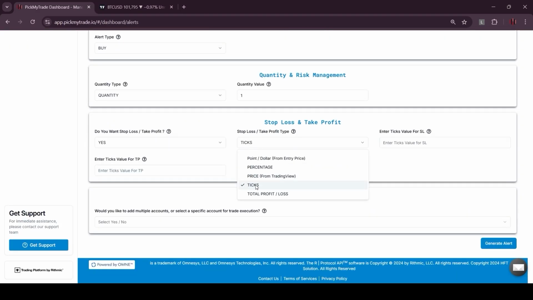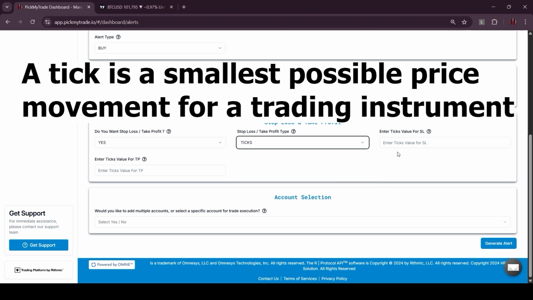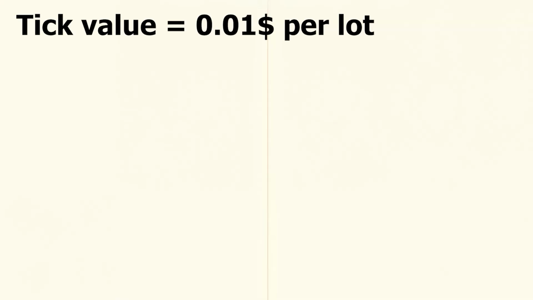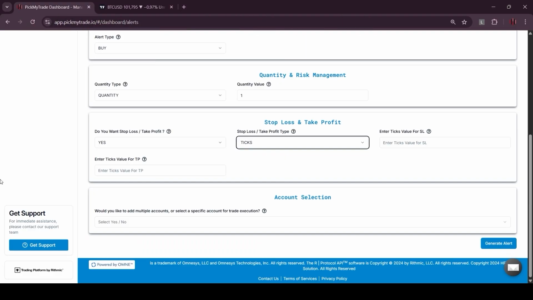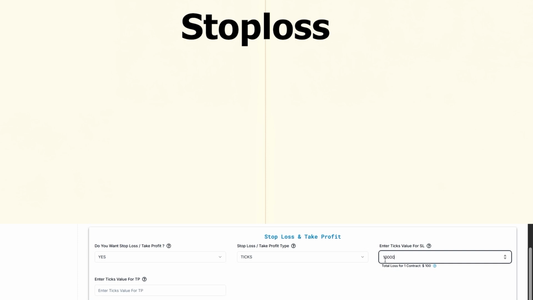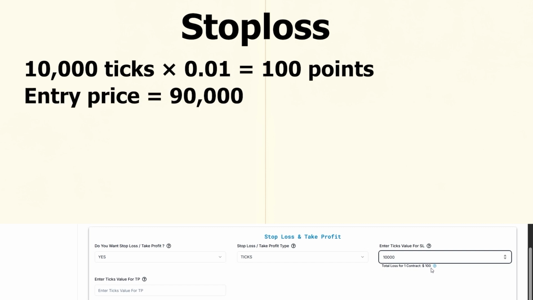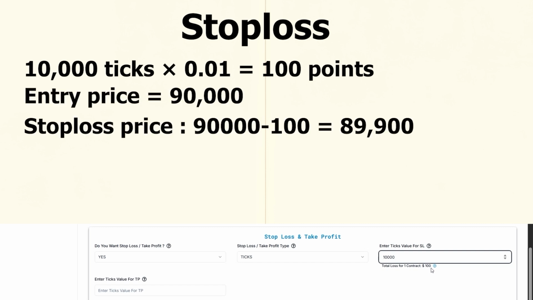Next, we have the option of ticks. A tick is the smallest possible price movement for a trading instrument. For BTC USD, the tick size is 0.01. Tick value is $0.01 per lot. Lot size is 1. Quantity here is 1. So if I place here 10,000, the calculation goes like 10,000 into 0.01 is 100 points. So if the entry price is 90,000, the stop loss price will be 90,000 minus 100 equals 89,900.